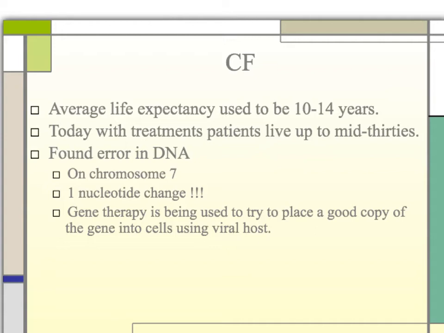Some of the advances in cystic fibrosis include gene therapy. They're trying to put a good copy of that gene into the cells of those patients that have CF. We're experimenting with using viral hosts as a delivery system, because that's the biggest problem, is how do you deliver that good gene? So we're using viruses to do that.